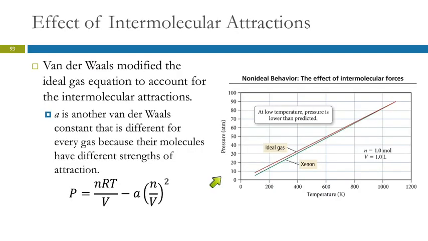So here we've got a graph of that, looking at the pressure in atmospheres versus temperature. So at high temperature, the pressure of a real gas and an ideal gas are the same. At low temperatures, now the real gas is showing a lower pressure than the ideal gas because xenon atoms are attracted to each other. And when they run into each other slowly, they can stick.